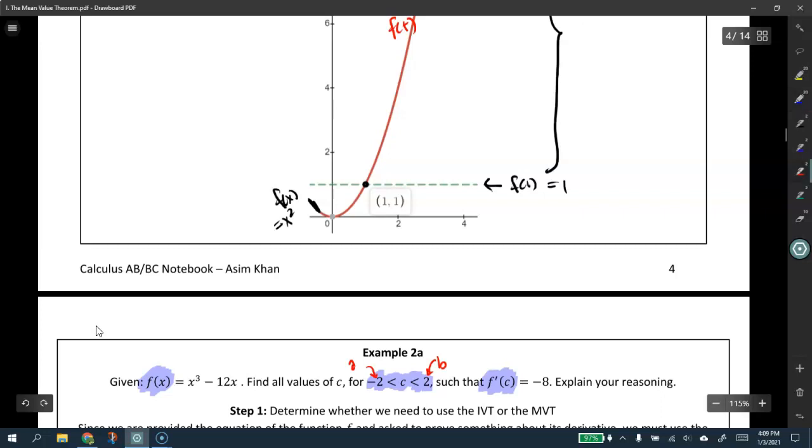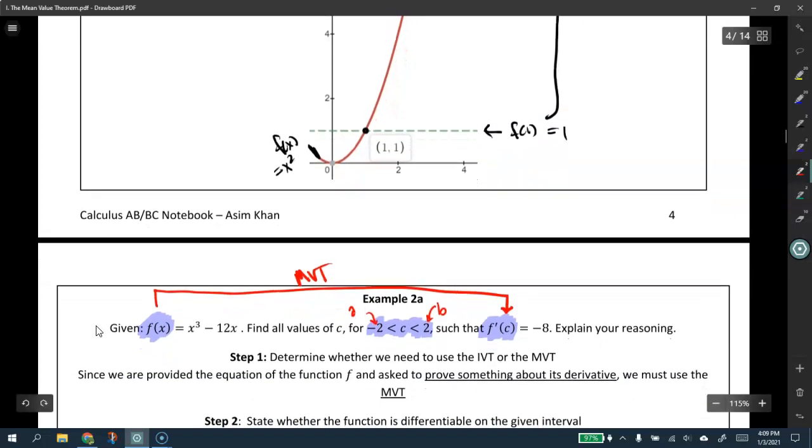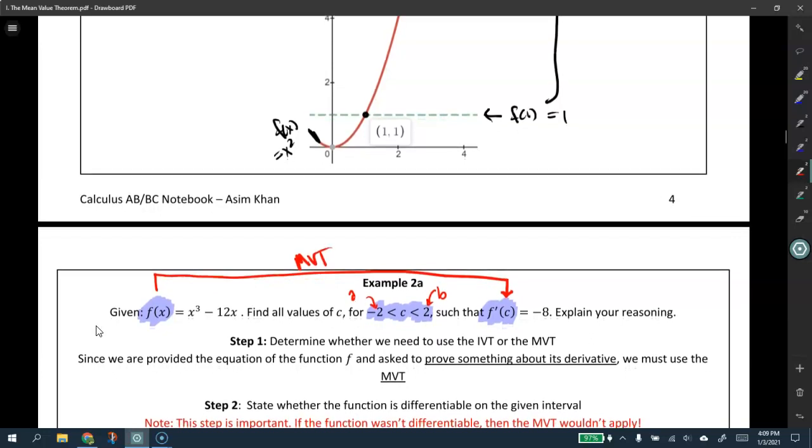Now, what you should realize is if they gave us a function and asked about a derivative, that is the mean value theorem, right? So that takes care of step number 1, because step number 1 says first make sure that you're using the correct theorem.